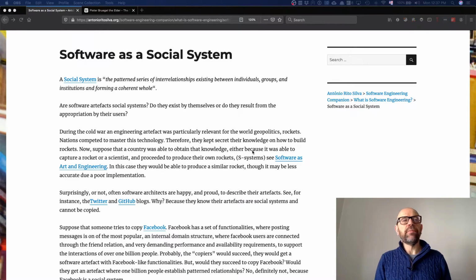From Wikipedia, we can read that a social system is the patterned series of interrelationships existing between individuals, groups, and institutions and forming a coherent whole. And it may come to your mind, what does this have to do with software?